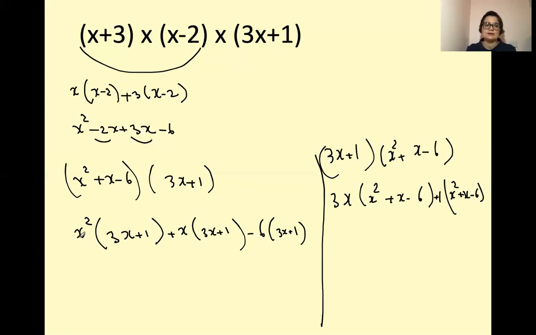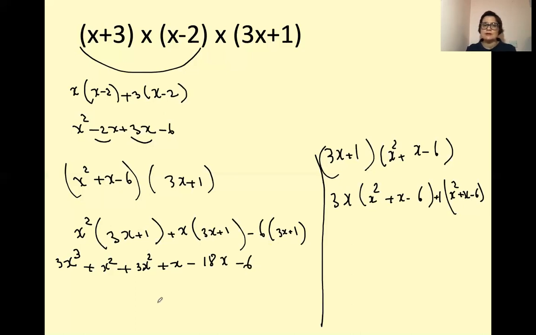The answer is going to be x to the power of 2 times 3x, 3x to the power of 3. So be careful with the expansions, plus x to the power of 2, because expanding triple brackets takes a little bit of time and patience, especially when you deal with negative numbers. So minus 6 times 3x is minus 18x, minus 6 times 1, minus 6.